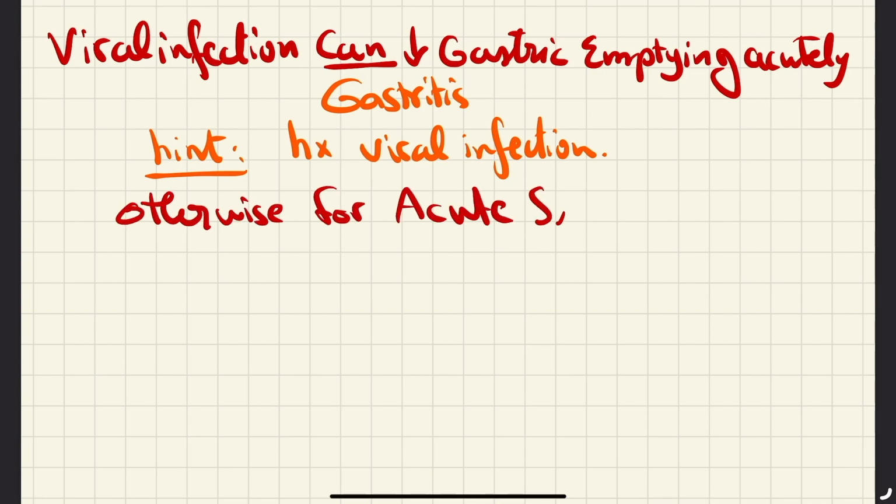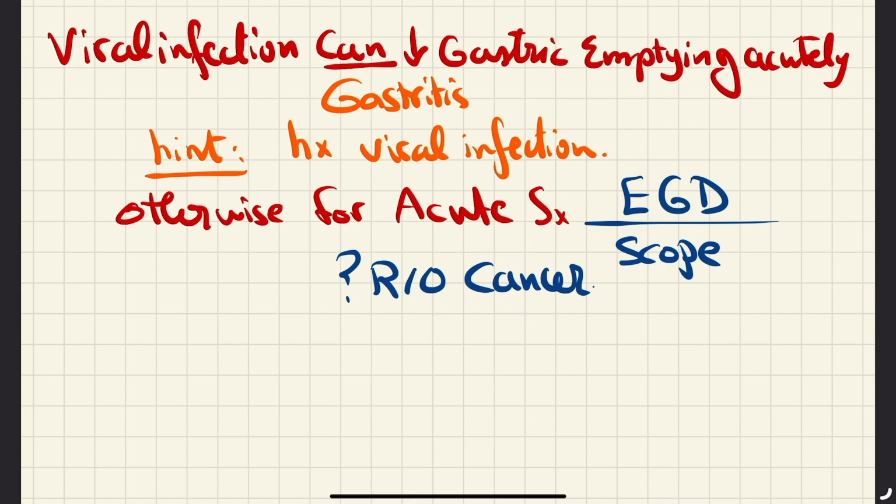Otherwise, for all the sudden obstructive symptoms, remember to do EGD and have cancer as a differential on your exam. Rule out cancer once you see any alarming symptoms. Again, anemia, weight loss, smoking history, history of gastric cancer, think of cancer again.